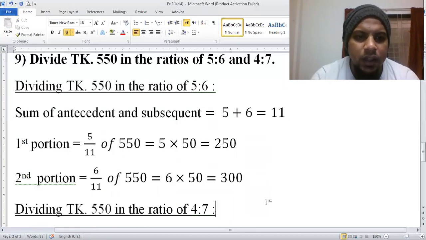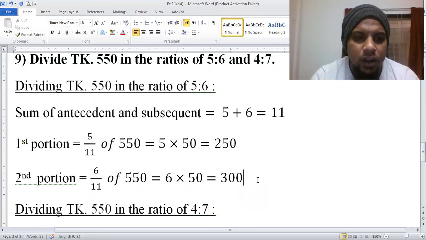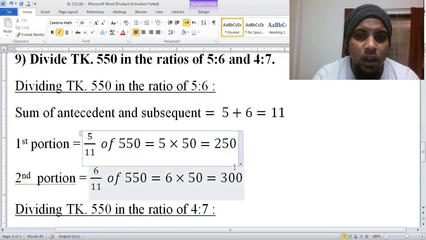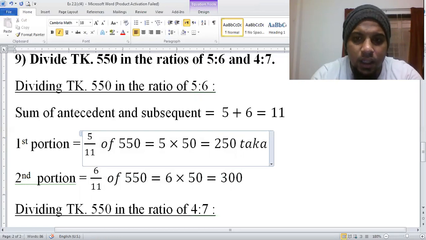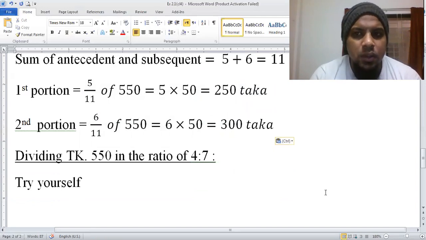Similarly, the second portion is 6 by 11 of 550. If we divide 550 by 11, we get 50. 6 into 50 is 300. If we divide Taka 550 in the ratio of 5:6, we get these two portions. One is 250 Taka. As it is Taka, we have to write Taka. The other is 300 Taka. Dividing Taka 550 in the ratio of 4:7, you have to try yourself.